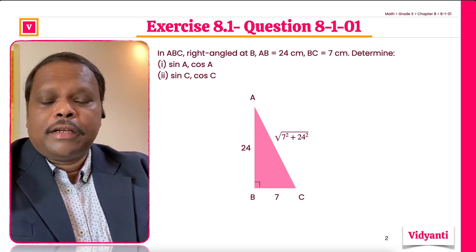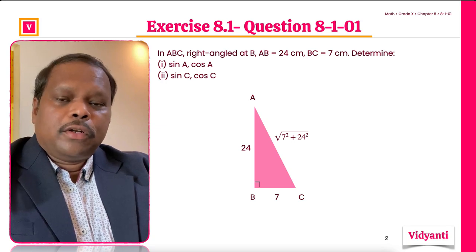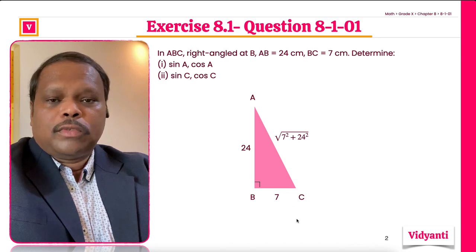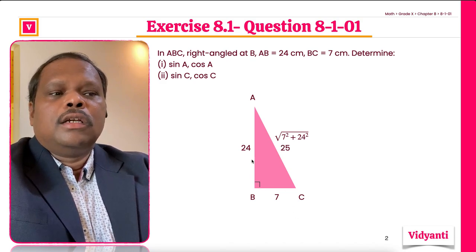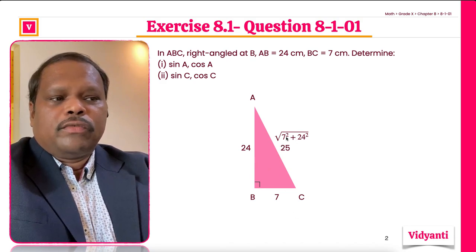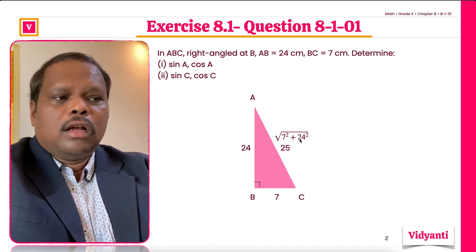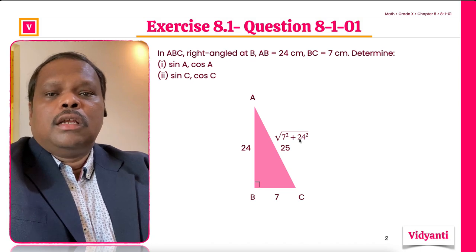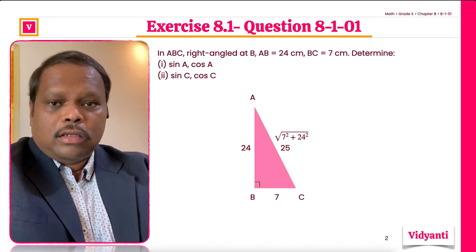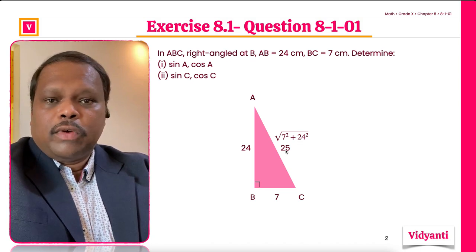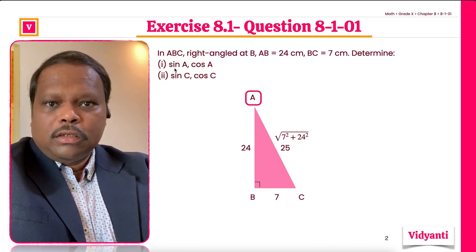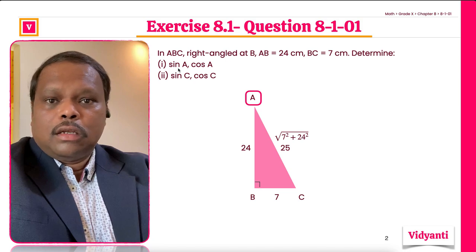Now this is a right angle triangle, so we'll use the Pythagoras theorem, and the hypotenuse is the square root of the sum of the squares of the individual sides. So this will come out to be 25 because 7 square is 49, 24 square is 576. If you add them together, it will become 625. Square root of that will be 25. Now, in the first sub question, the focus is on angle A. So we'll concentrate on this angle.